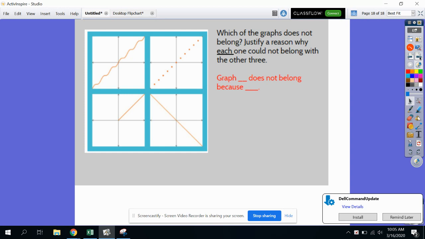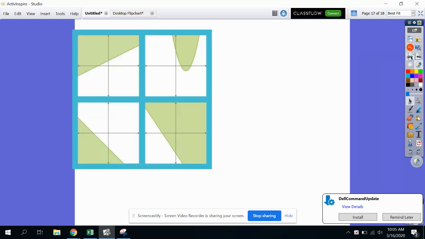Your problem asks, which of the following does not belong? Justify a reason why each one could not belong with the other three. This is really just stating the differences, what's different about them. There's a lot of things in common, there's a lot of things different. Let me give you an example.